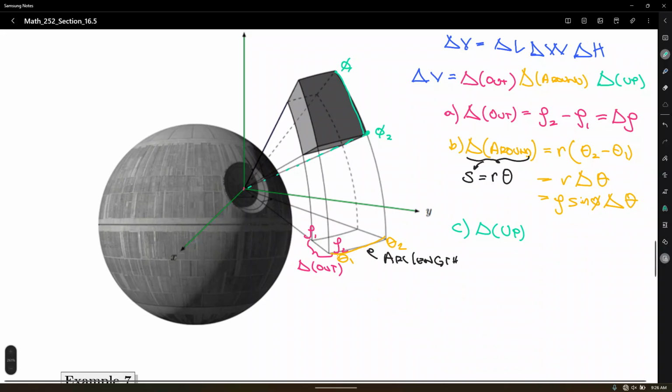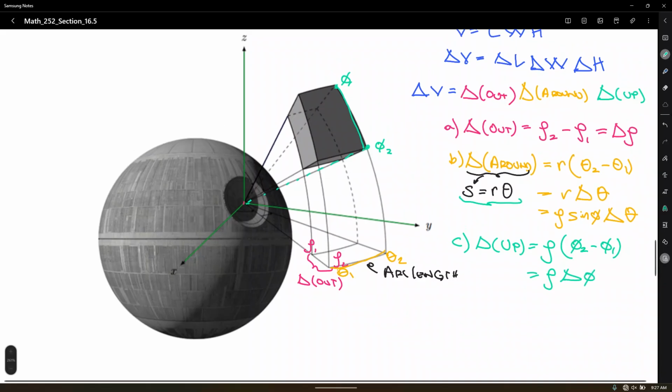Well, in this case, if we were to use the formula for arc length in a similar way that we did over here, did you see how the radius right here from the origin to this point is the same as the radius from the origin to that point? And it's exactly the same as the radius of the sphere, right? That's why I'm not going to use a lowercase r. I'm going to go straight up to rho, and then that's phi 2 minus phi 1, which is the same as rho times delta phi.